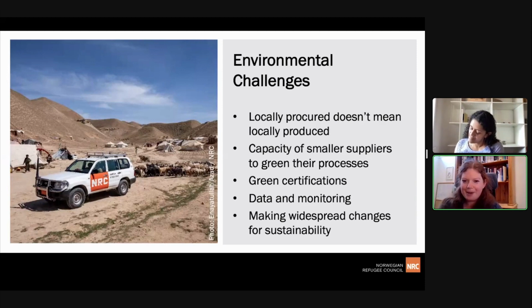But I don't believe that's a reason not to do it. And making changes just means that we also need to decentralize how we think about greening our supply chain as well.